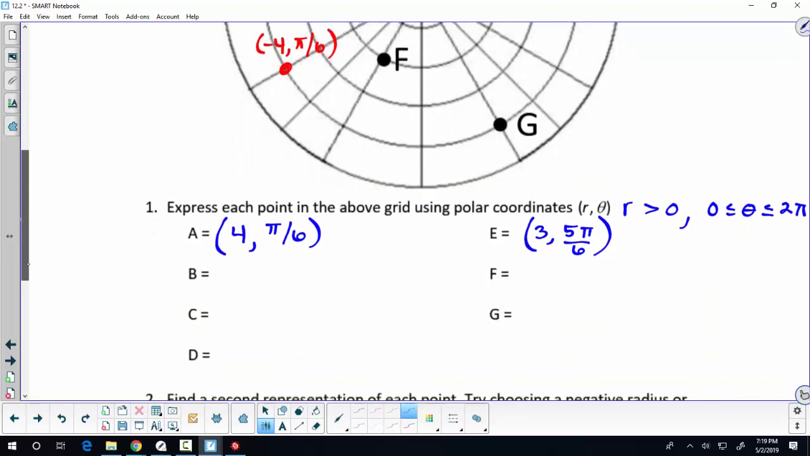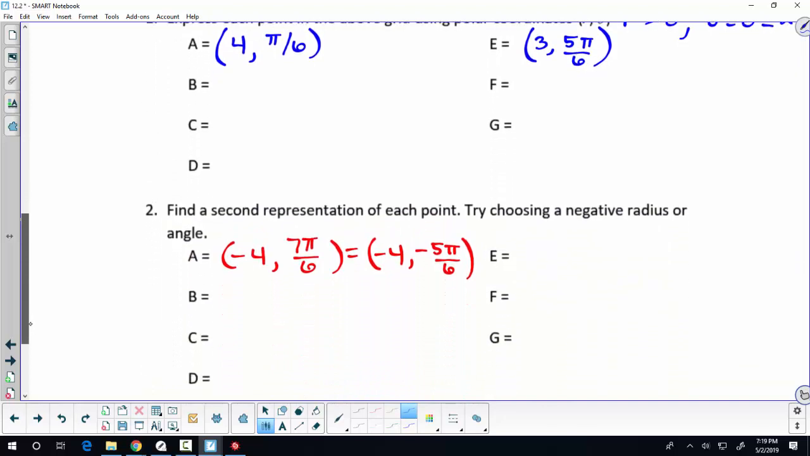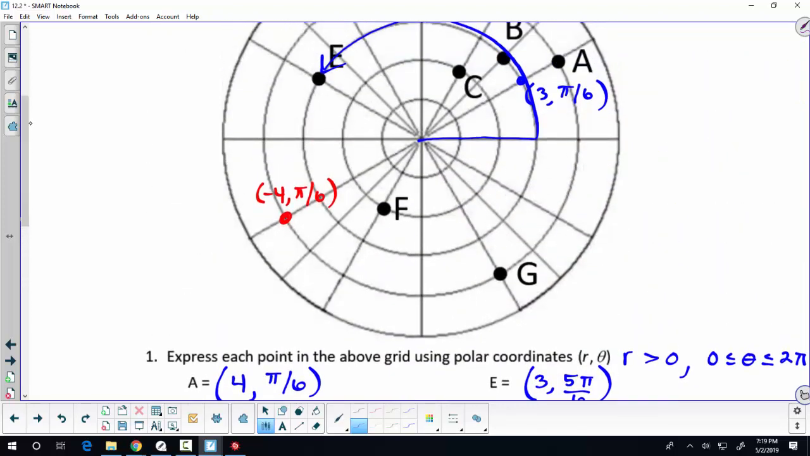Okay, so what's an alternative representation for point E? Negative 3, negative pi over 6. What do y'all think? So from the origin, if we go negative 3, we're out here. And then negative rotation, we go clockwise. So here's negative 3. That's negative pi over 6.